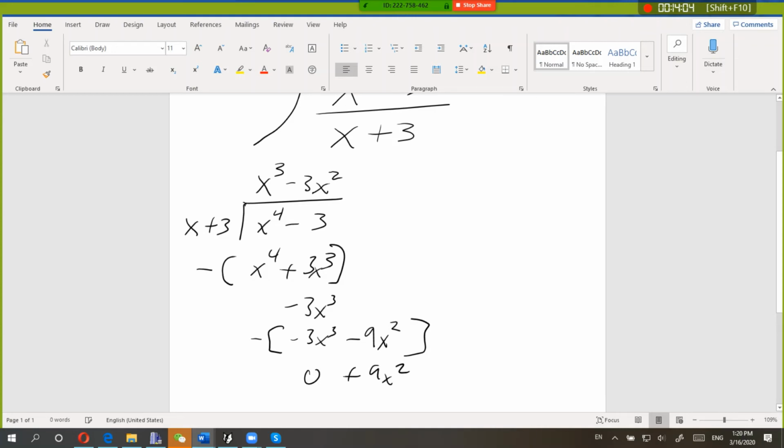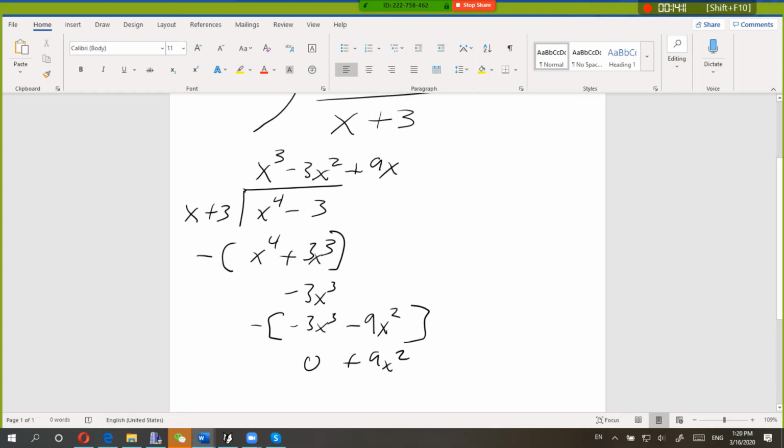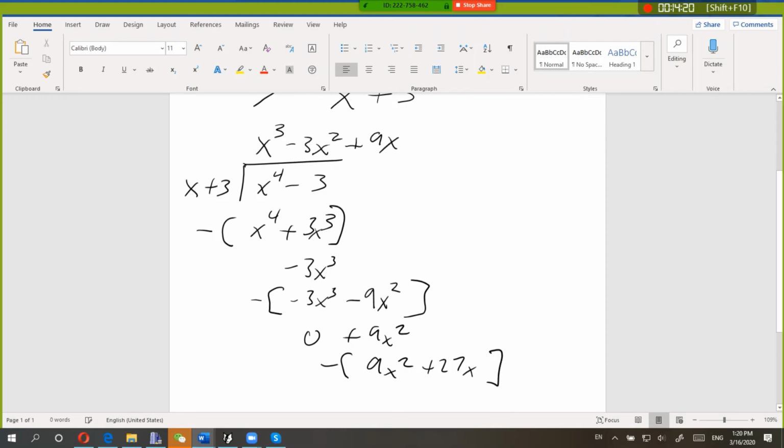Again, don't have any x squared terms here, so in order to get a 9x squared, I would have to multiply x by 9x. So that'll give me 9x times x is 9x squared, and 9x times 3 is 27x squared. So if I subtract that from what I had originally, I'll get a negative 27x. Again, I don't have any x terms here.